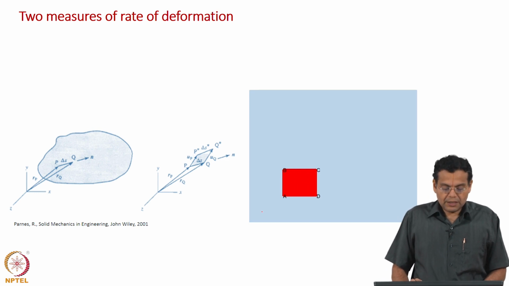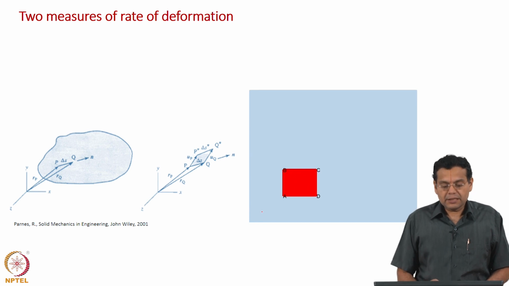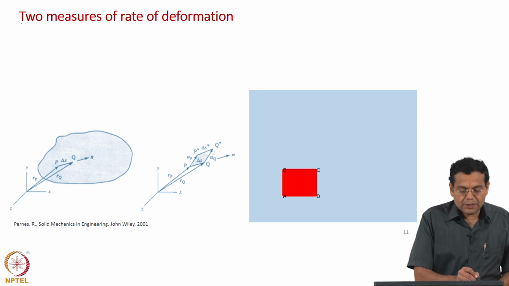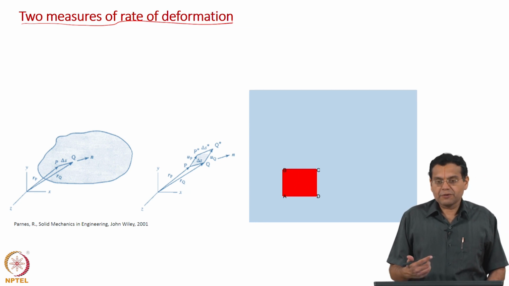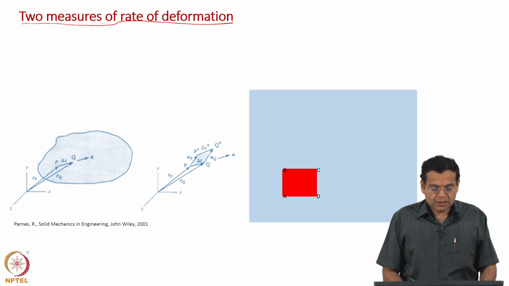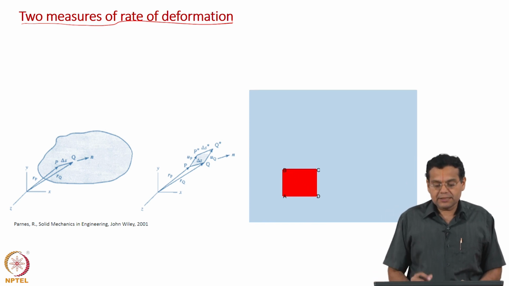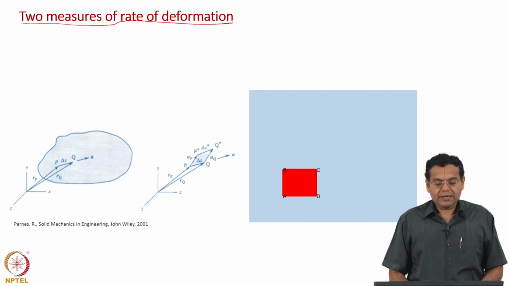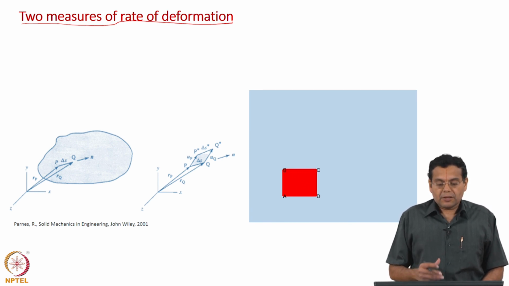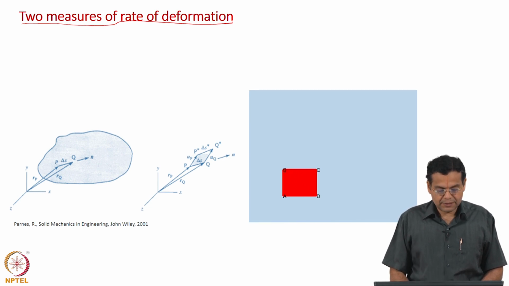Now, we will analogously introduce two measures of rate of deformation. Earlier it was two measures of deformation. When we discussed solid mechanics, we said there could be change in length, change in angle, and they are quantified in terms of normal strain, shear strain. Similarly, here for the case of fluids, we are going to discuss normal strain rate and shear strain rate, and this slide is for normal strain rate.